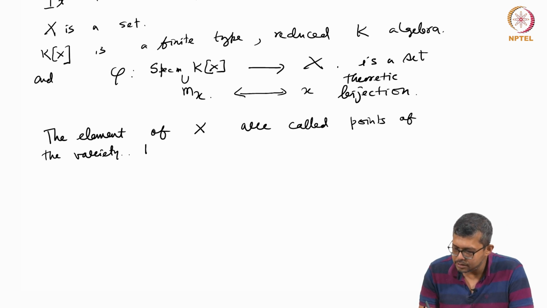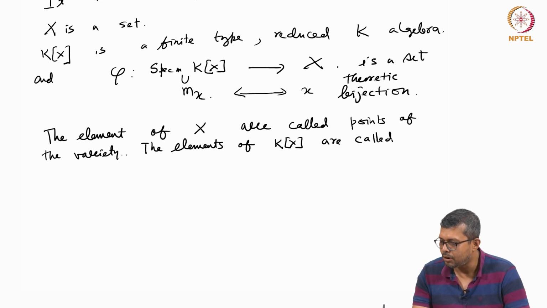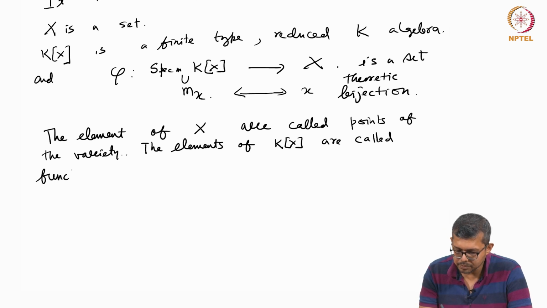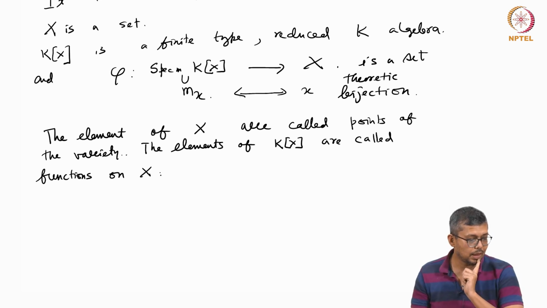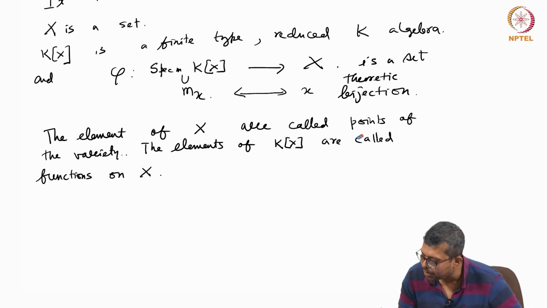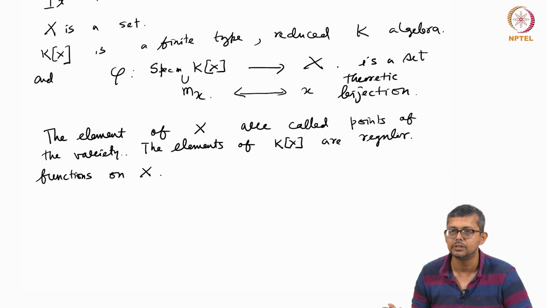And the elements of the algebra Kx are called functions on X, or regular functions. In fact, you can see it very naturally. So, naturally you can see these elements of Kx, you can think of them as functions on X.